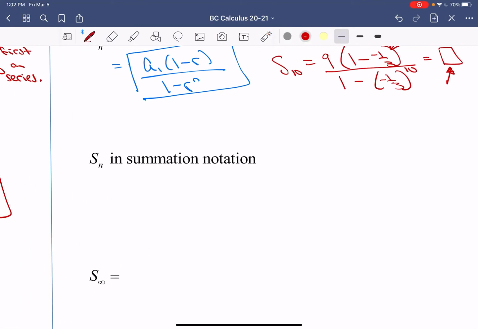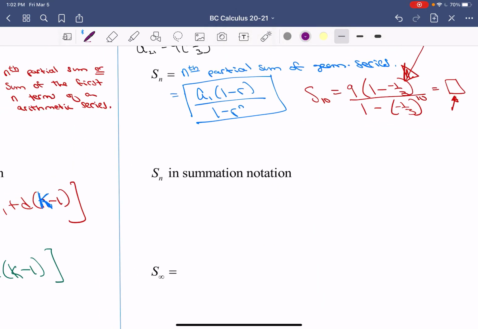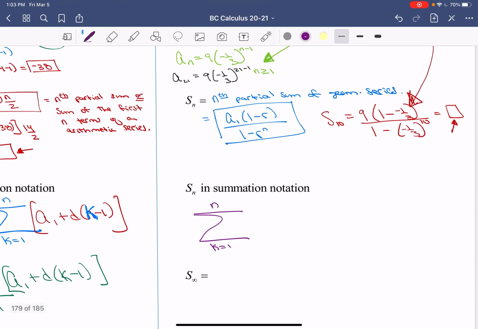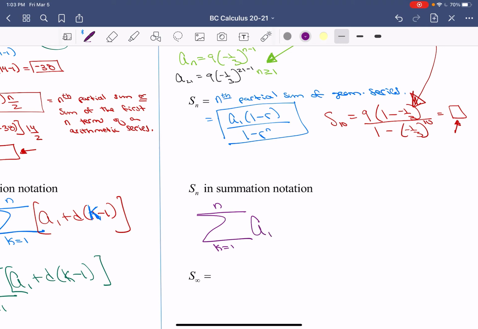S of n in summation notation, well, what would that be? In summation notation, this is the summation of, and I'm going to watch my letters here, k equals 1 to n. Again, this n has to correspond to this n because this is the sum of the first n terms. Now, the summand is going to be the expression for the nth term. So this is going to be a sub 1 times r to the k minus 1. There is my nth partial sum in summation notation.